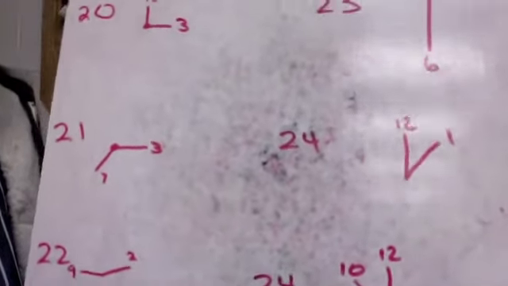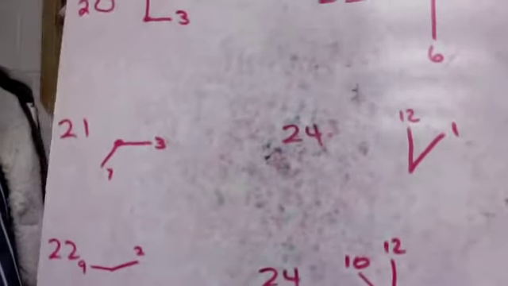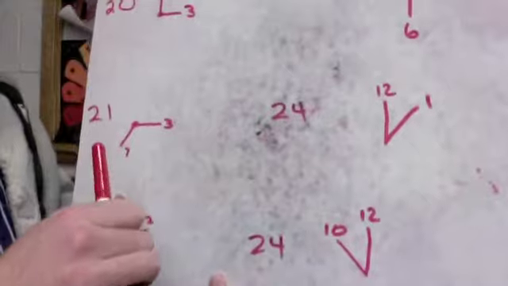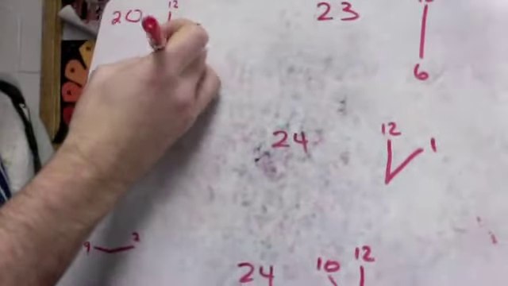For 20 through 24, here's what your clock hands would look like, and I put the numbers to go according. 12 and 3, so that'd be 3 o'clock. That's definitely a right angle.